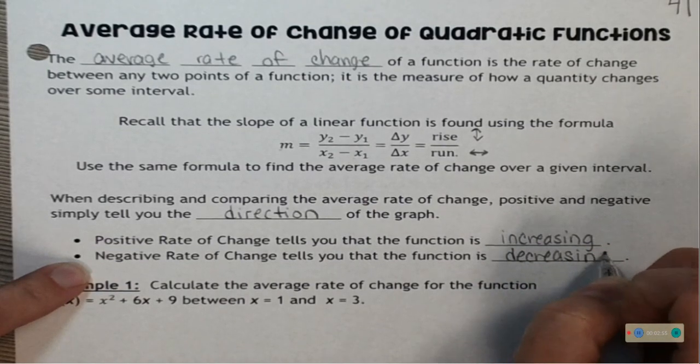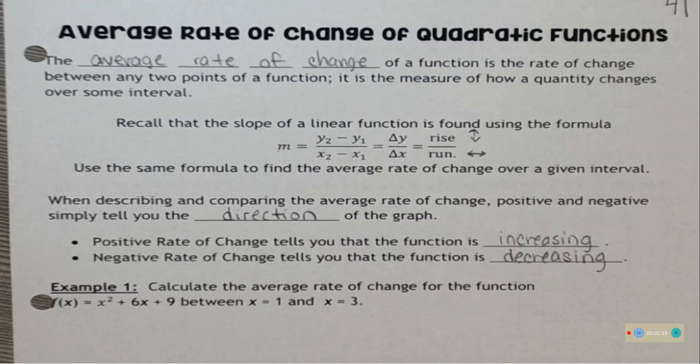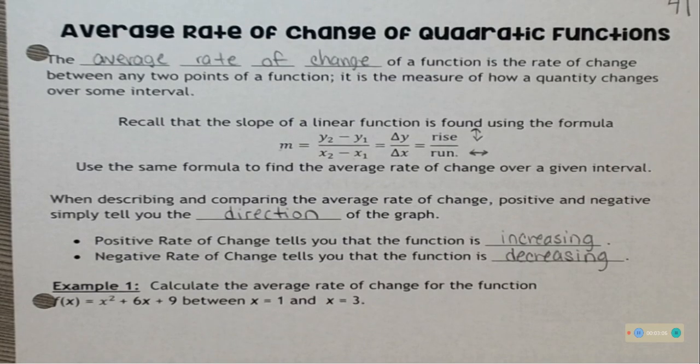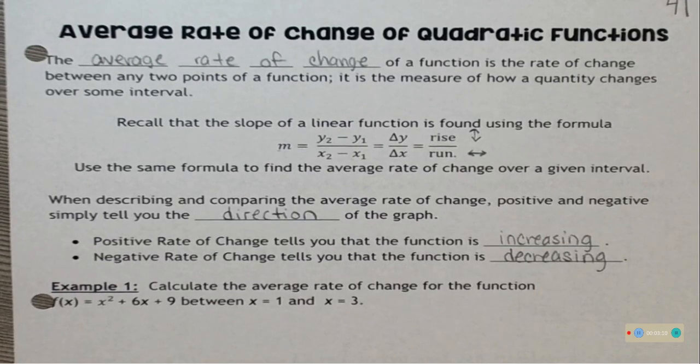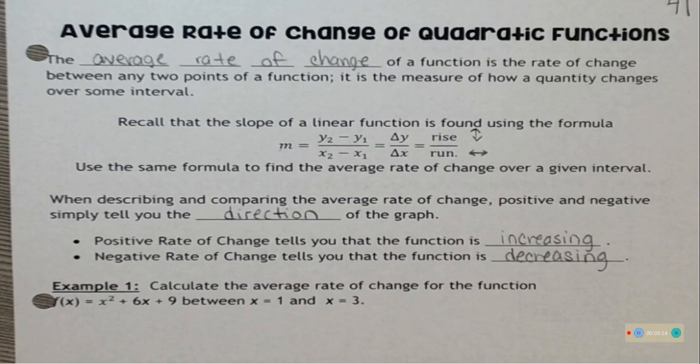Now, I will compare positive and negative rates of change to going upstairs, okay? Going up the stairs would be positive, going down the stairs would be negative. You say, Miss Lusher, what do you mean? Well, if your rate of change is a positive 3, that means you're going up 3 stairs at a time. If your rate of change was a negative 4, that means you're going down 4 stairs at a time. And you'd have to figure out which one was going to get there faster, okay?